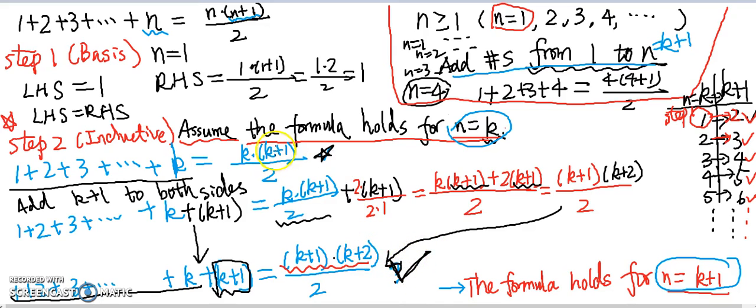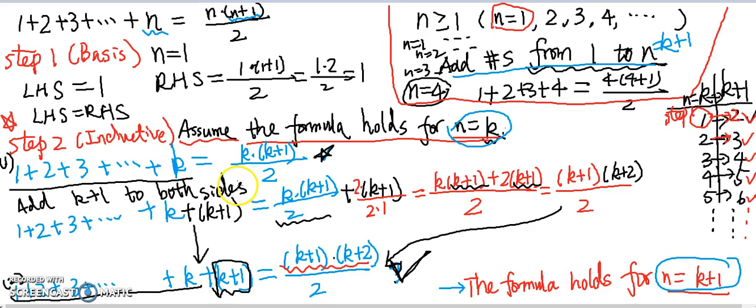So we proved that if I call this formula 1 and this formula 2, if formula 1 is true, then formula 2 is true. That's what we proved: if the formula holds for n equal to k, then the formula holds for n equal to k plus 1. So the important step is the inductive step.